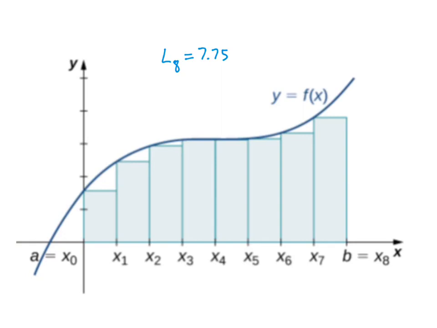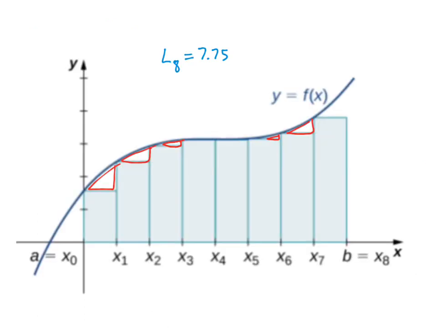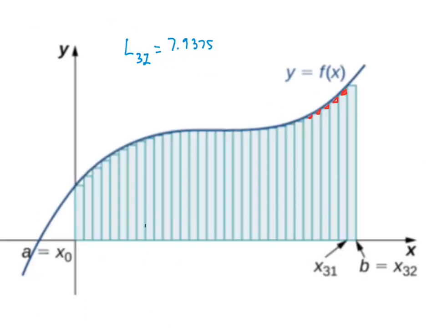Here, when we have 8 subintervals, we have bigger slivers that aren't getting added. And then when we have even fewer subintervals, we have some pretty big chunks here that are not getting added. Okay, so what we can see is as the number of subintervals increases, we're getting a better and better approximation. So we started at 7.5, and then we had 7.75, and then we had 7.9375. I don't know, maybe it's getting close to something around 8, but again, we don't know for certain.